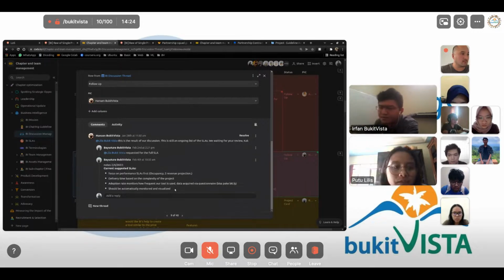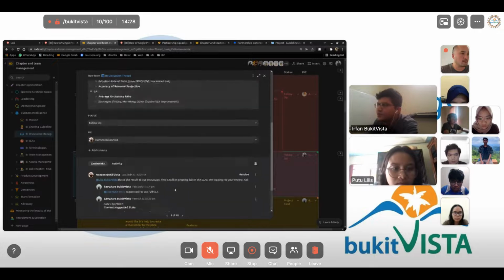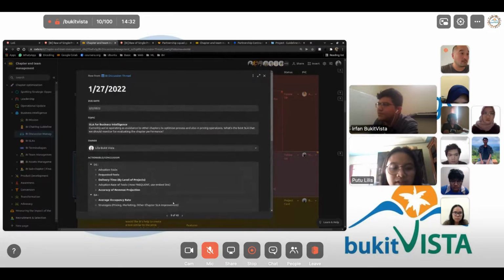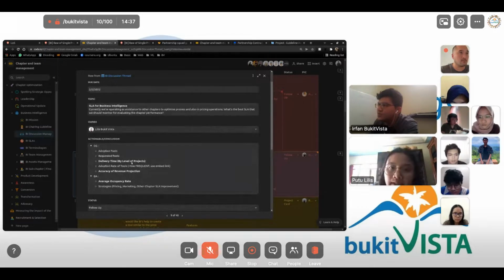I think we wrote it already above. Delivery time: classify the level of the project and then give the SLA, how long it should take. That's an example. Accuracy of revenue projection: how many percent? That has to be determined. And average occupancy rates overall: how many do you propose? Something like that.